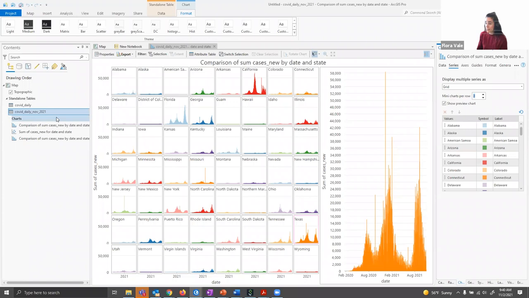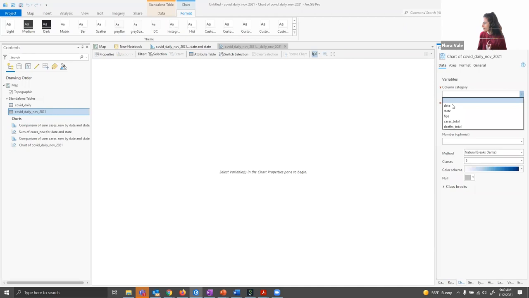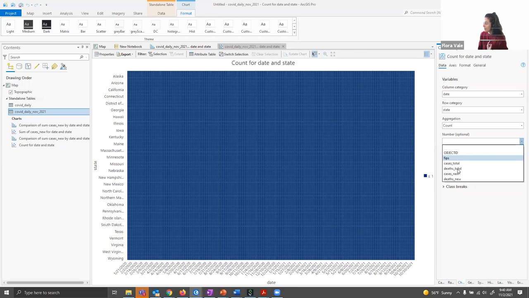And then the last thing that I'll show you here with the COVID data is the use of a matrix heat chart, which we usually use to compare categories. But in this case, we're going to look at temporal data. So again, I'm going to do date and state. And then for my number, I'm going to count new cases. So sum of new cases.